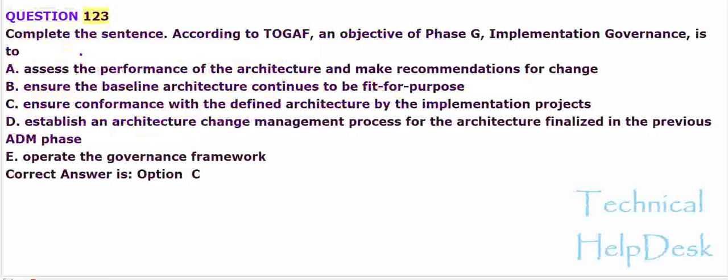Question 123. Complete the sentence. According to TOGAF, an objective of Phase G, implementation governance, is to A. Assess the performance of the architecture and make recommendations for change. B. Ensure the baseline architecture continues to be fit for purpose. C. Ensure conformance with the defined architecture by the implementation projects. D. Establish an architecture change management process for the architecture finalized in the previous ADM phase. E. Operate the governance framework. Correct answer is option C.